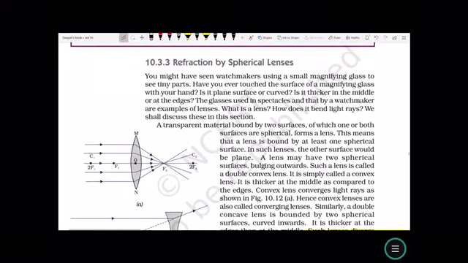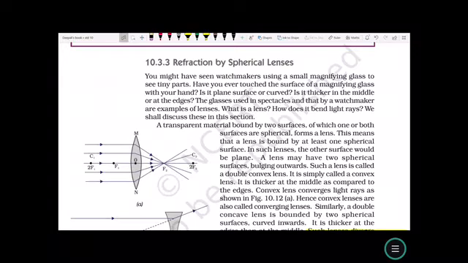Refraction by spherical lenses. You might have seen a watchmaker using a small magnifying glass to see tiny parts. Have you ever touched the surface of a magnifying glass with your hand? Is it plain surface or curved? Is it thicker in the middle or at the edge? The glasses used in spectacles and that by a watchmaker are examples of lenses. What is a lens? How does it bend light rays? We shall discuss this in this section.